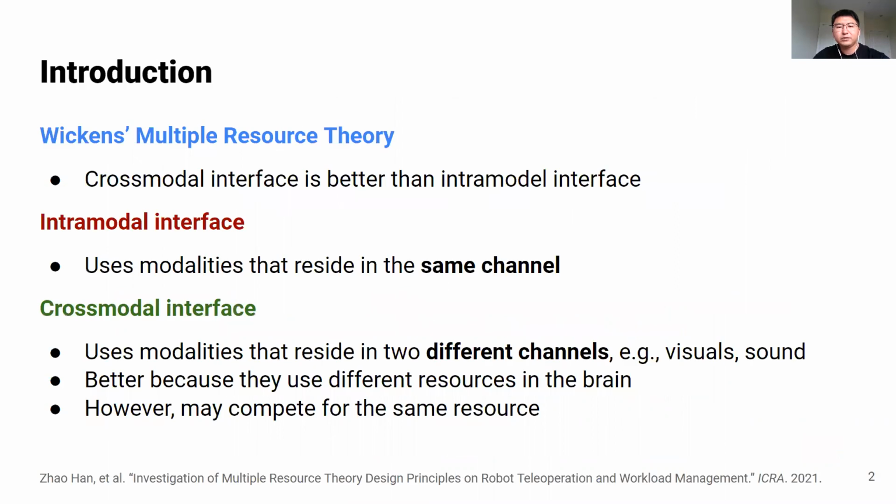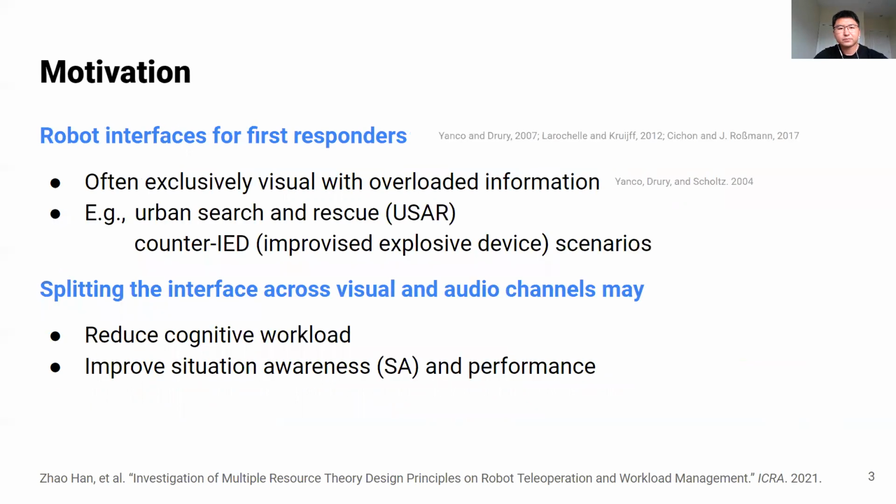First, let me introduce you to multiple resource theory, which was proposed by Wickens. Basically, it says cross-modal interface is better than intra-modal interface. For the intra-modal, we only use modalities that reside in the same channel. In a cross-modal interface, we use modalities that reside in two different channels. This is better because they use different resources in the brain. However, they may compete for the same resource.